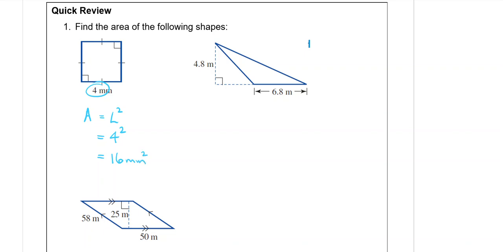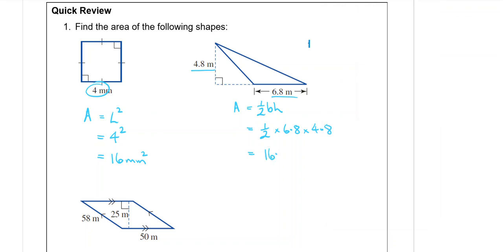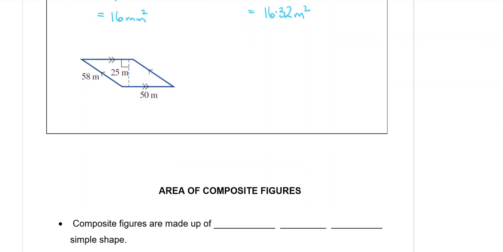Question 2 is a triangle. The formula for a triangle is A equals half BH. The base and the height will be the 6.8 and the 4.8. Half times 6.8 times 4.8. It doesn't matter if you multiply numbers in a different order. Okay, half times 6.8 times 4.8 is 16.32 meters squared.